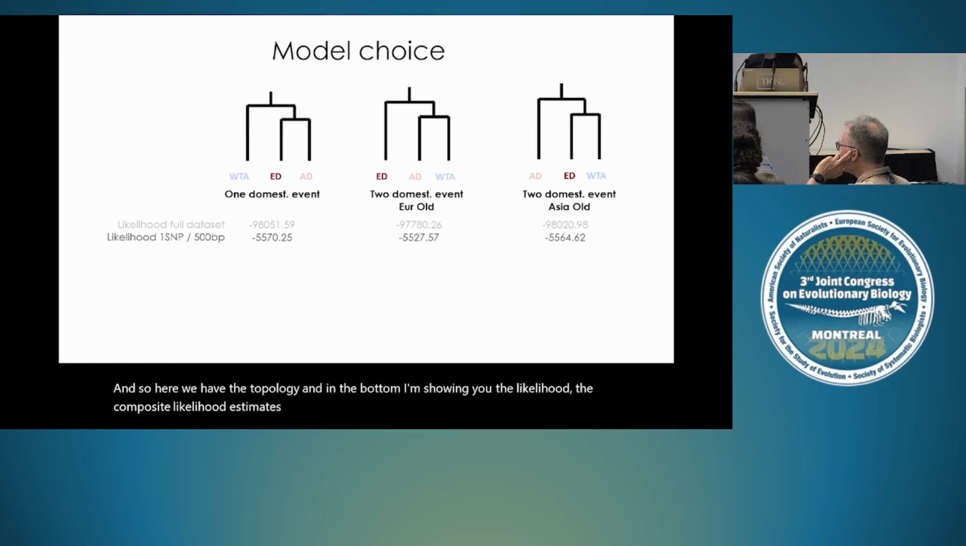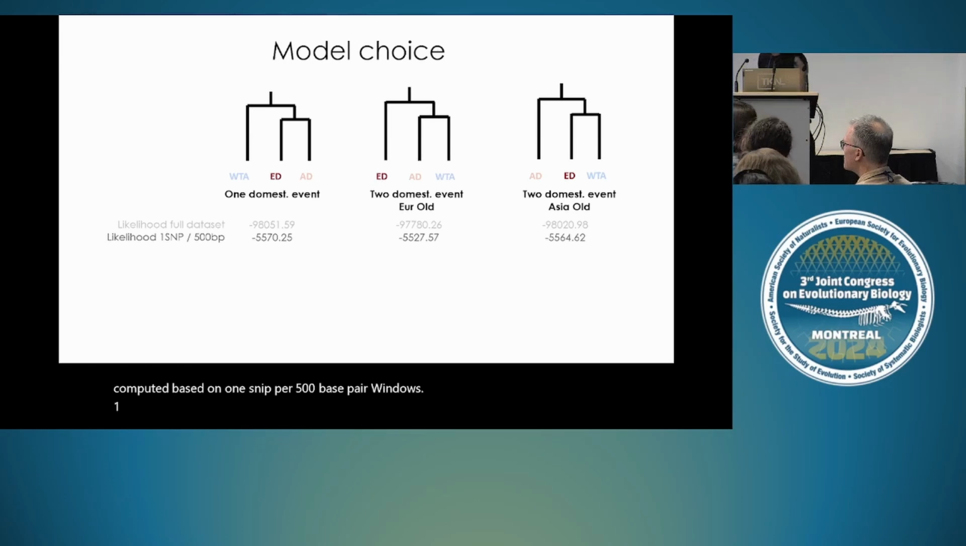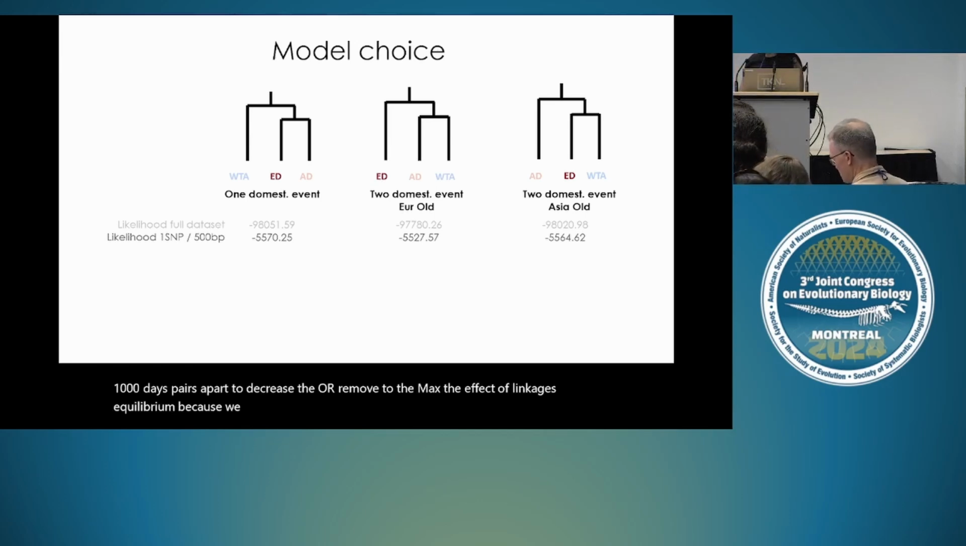So this was done with all the data sets. So we have around 26,000 SNPs to do this analysis. And in the bottom, I'm showing you the likelihood computed based on one SNP per 500 base pair windows, 1,000 base pairs apart, to decrease or remove to the max the effect of linkage disequilibrium, because we need the composite likelihood to be close to a real likelihood to be able to compare formally the models with the Akaike information criteria.